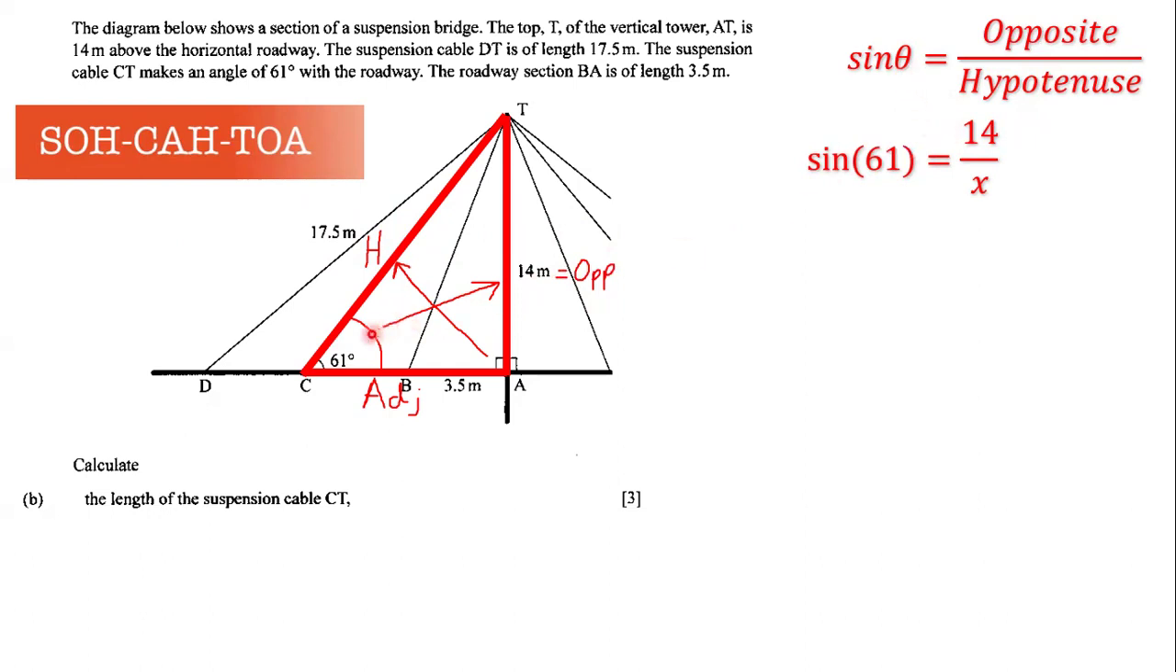Theta is 61 degrees. That is the angle. And so we have sine of 61 is going to be equal to 14 over x. And we put x because the hypotenuse is what we're trying to find, and that is x. And so we have sine of 61 over 1 is going to be equal to 14 over x.